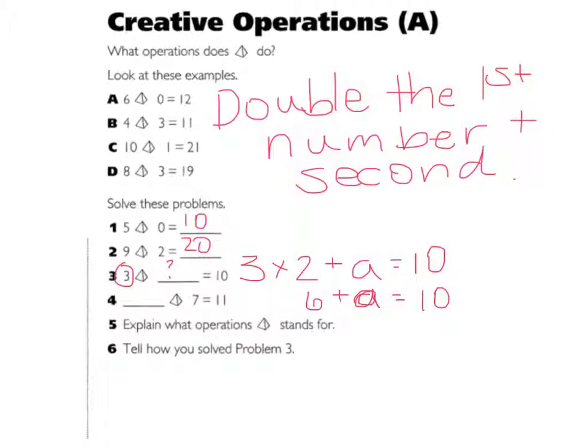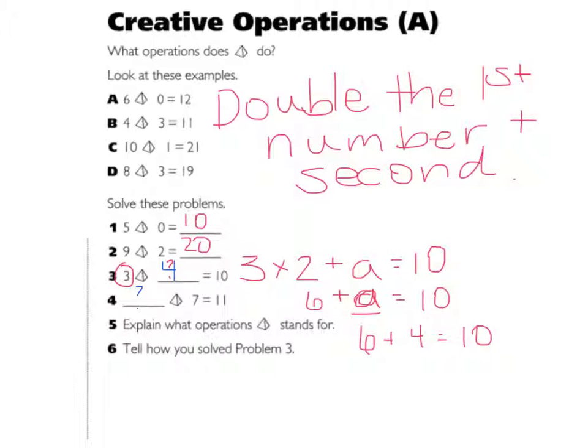And if we do the inverse operation, 10 minus 6, or if we just think to ourselves 6 plus what equals 10, we will come up with 6 plus 4 equals 10. So our missing number over here would be 4. You can apply the same idea going forward on number 4. This time we're missing the first number that we need to double.